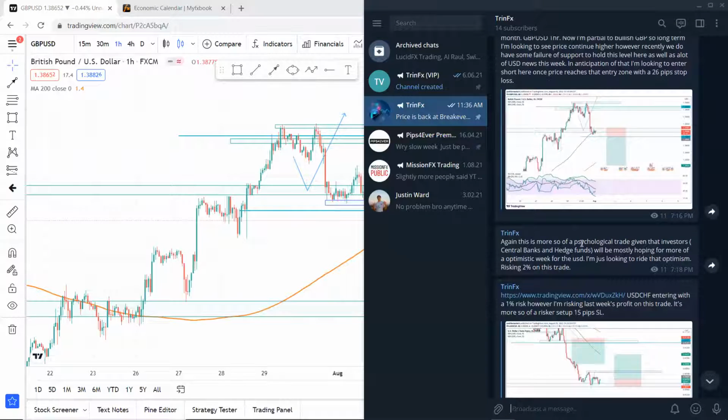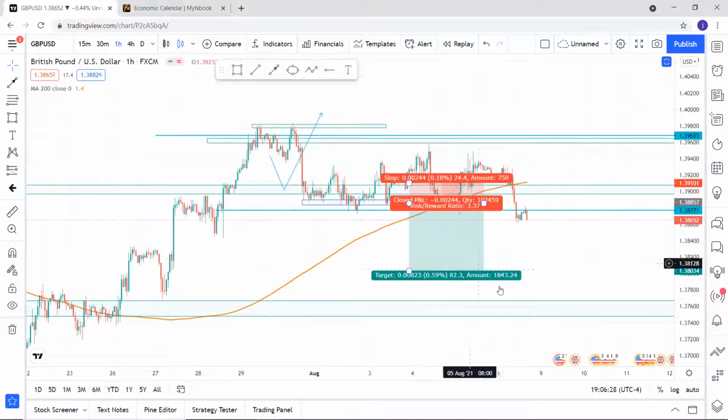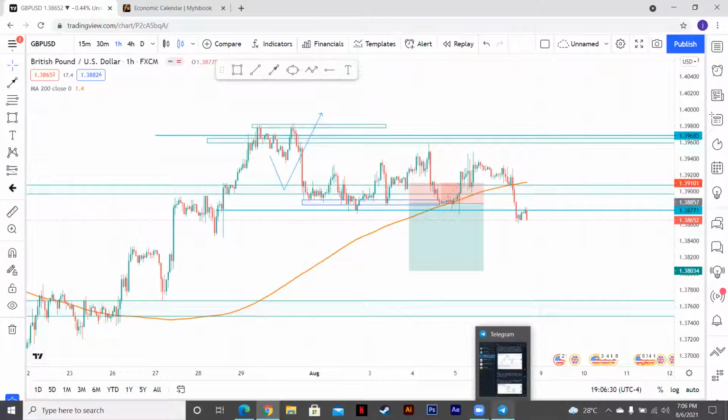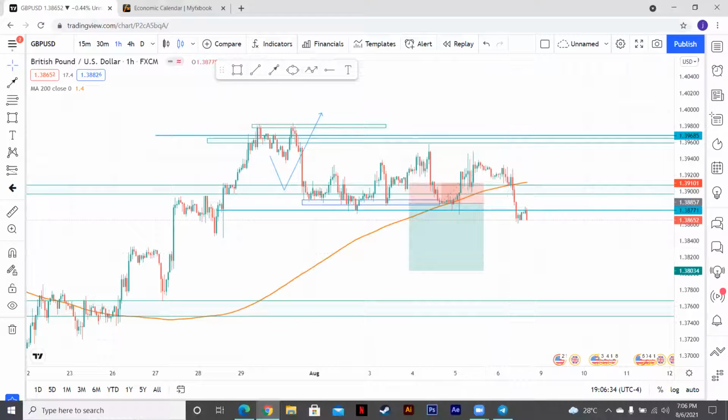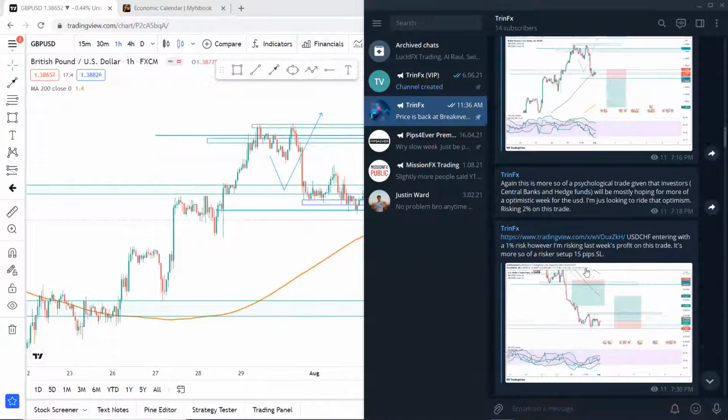Like I said here, this is more of a psychological trade, given that investors, central banks and hedge funds will most likely be hoping for a more optimistic week for the USD. So I was just looking to ride that optimism, risking 2% on that trade. I do believe I was able to come up with a fairly small loss on that trade.